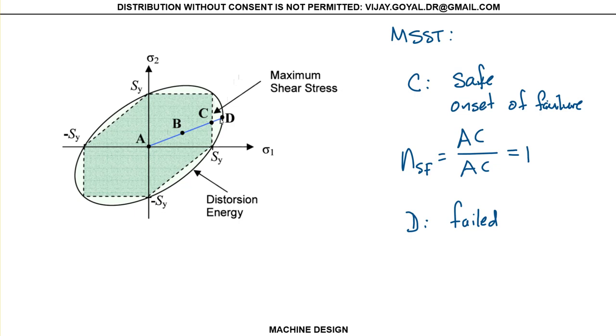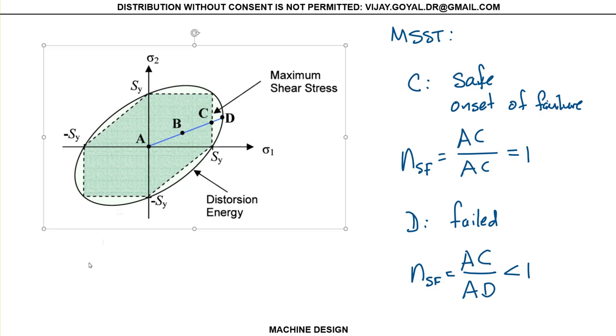Since it is outside the region, then it has failed. But mathematically, if I was going to calculate that, the maximum I have available is A to C, and I have AD, but this line is bigger. You can see it, right? It's bigger. So therefore, this is going to be less than 1. So definitely it has failed. Okay, so let's see now what happens if I go with the distortion energy.